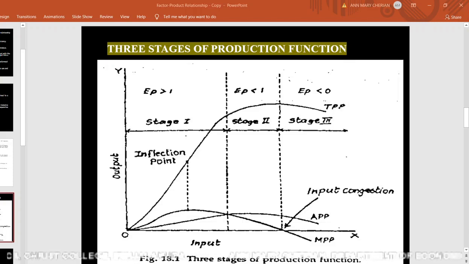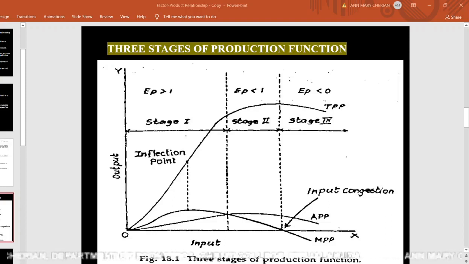Now let us focus on stage 3. The starting point of stage 3 is the end of stage 2. We know that stage 3 starts from the MPP equal to 0 point. At the end point of stage 2, stage 3 starts. And in stage 3, MPP becomes negative and APP continues to fall. And when we look at TPP, it also falls.